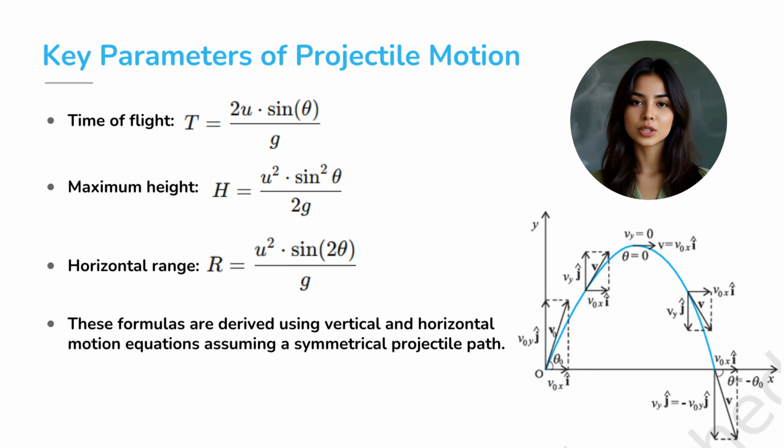Third is range, which is the total horizontal distance covered before landing. It is r equals u squared multiplied by sine of 2 theta divided by g. Each of these formulas comes directly from our vertical and horizontal motion equations. And together, they define the full story of projectile motion. In the figure shown, we can clearly identify the range, the time of flight, and the maximum height.